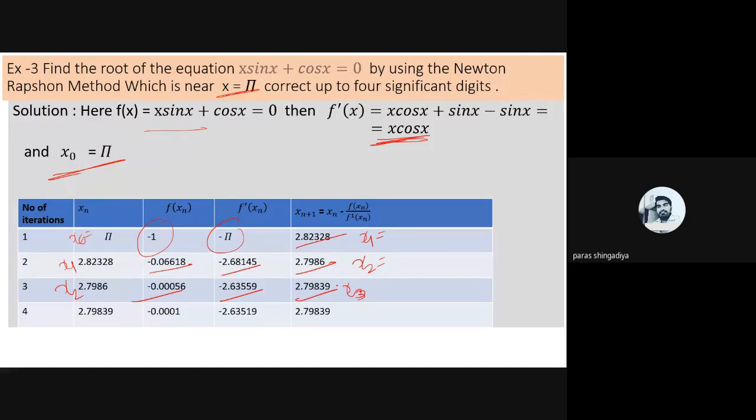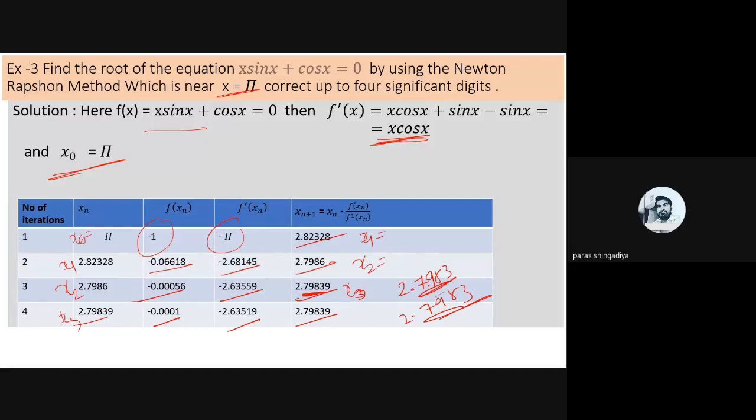So you'll get 2.79839, and then use it to get x4. Check the function output, derivative output, and you'll get the answer 2.79839 something. So this is correct up to 4 decimal places. At x3 we have 2.7983, and at x4 we have 2.7983. Both answers are matched up to 4 decimals. Okay, 4 decimals are correct, so we'll consider this our required answer.